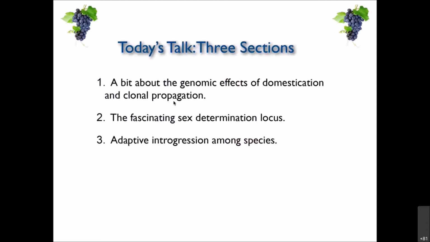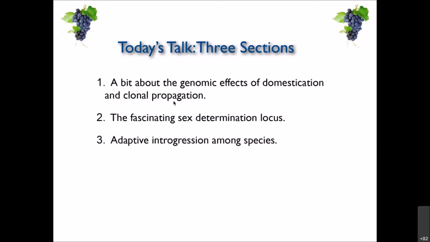Then I'm going to talk about the sex determination locus. This is a really interesting feature of Vitis because it's dioecious. In the wild, they are dioecious. They have separate male and female individuals. In cultivation, they're hermaphroditic. So there have been some interesting changes that have occurred in sex determination. And finally, I'm going to talk a little bit about adaptive introgression among species.